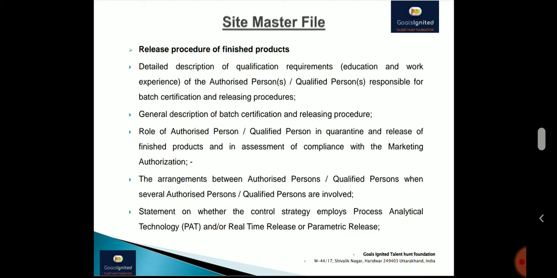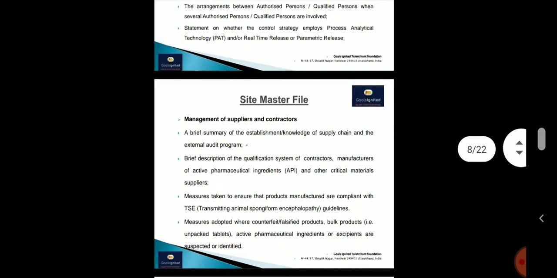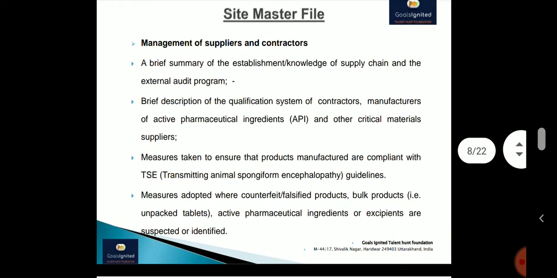Include a general description of the batch certification and release procedure, and the role of the authorized person and qualified person in the quarantine and release of finished products and the assessment of compliance with the marketing authorization. These all need to be incorporated in the site master file as a brief procedure about the SOPs, as a prime document. Management of suppliers and contracts also needs to be mentioned.